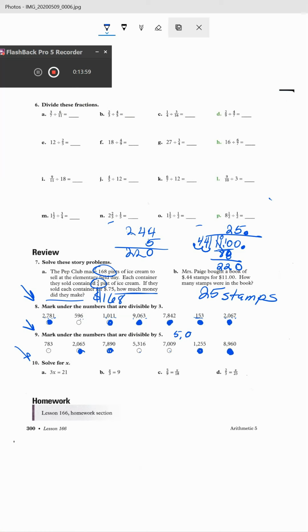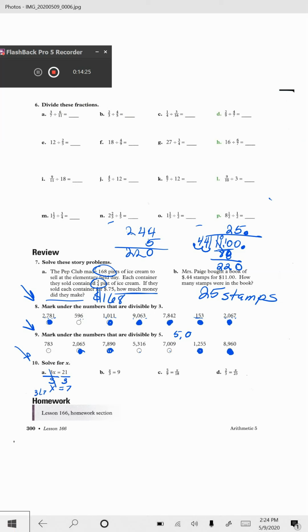All right, solving for x. I'll do an A and B with you. Why not? All right, so it's 3 times x. So the opposite of times, because we want x by itself, is divide. So this is gone. I bet you did that in your head, but remember it's the steps that are important. 3 times 7 equals 21. 21 equals 21.